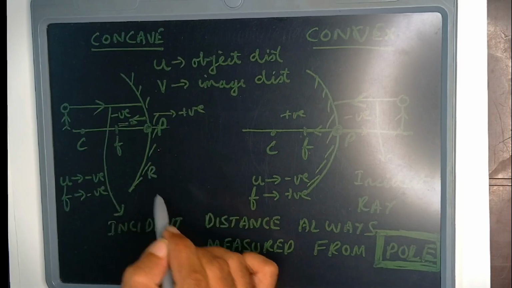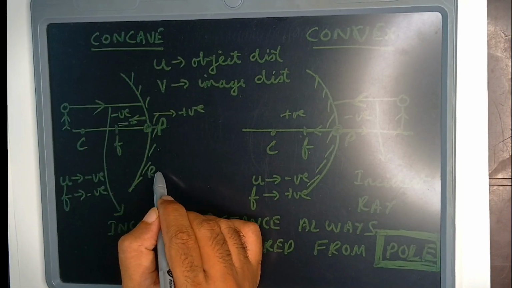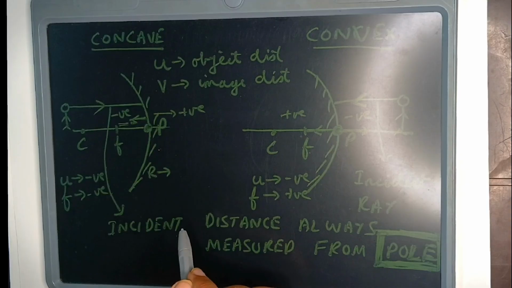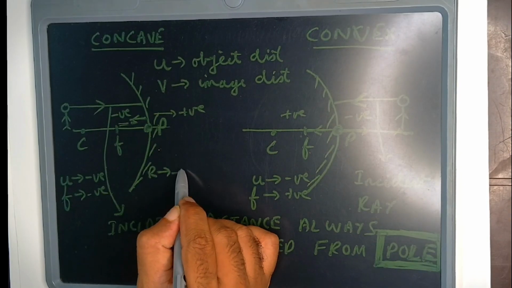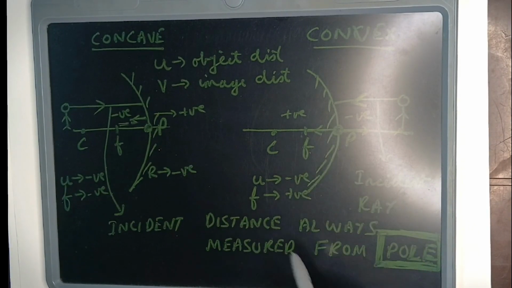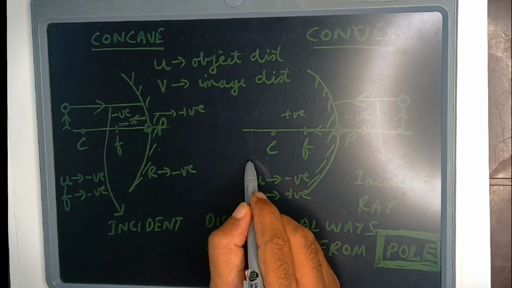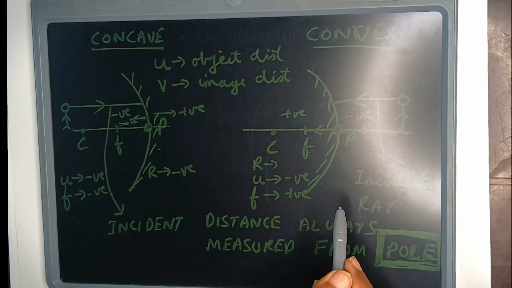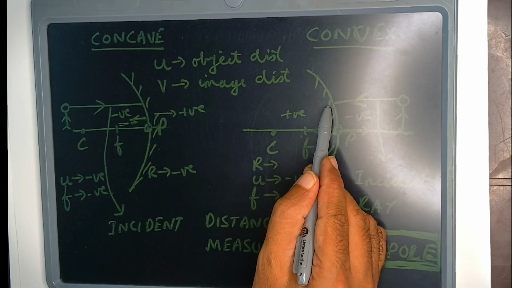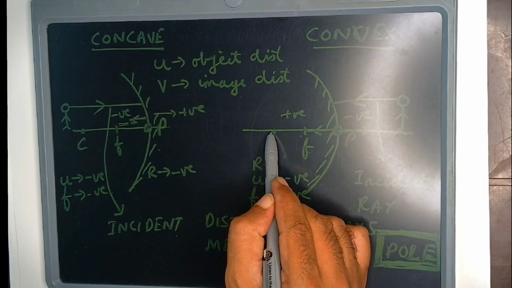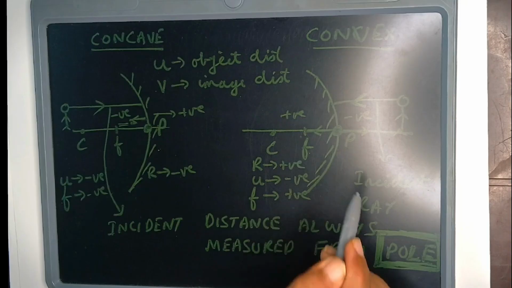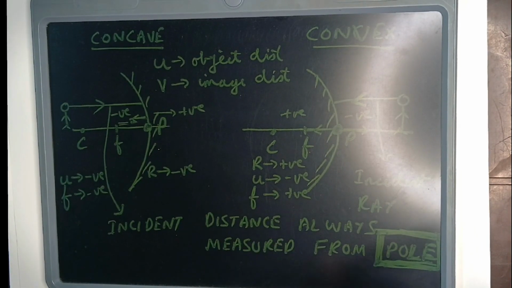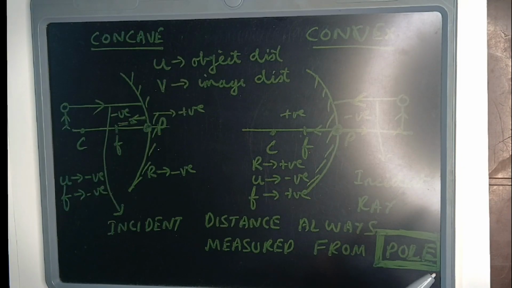What about radius of curvature for concave? Radius of curvature for concave would be negative. Radius of curvature for convex would be on this side, right? Radius of curvature is measured from the pole to the center, so it is positive. So these are the key sign conventions of concave and convex mirrors. I hope this is clear enough.